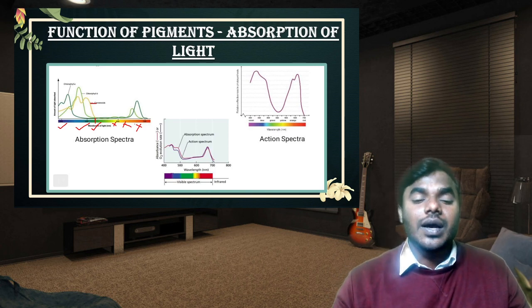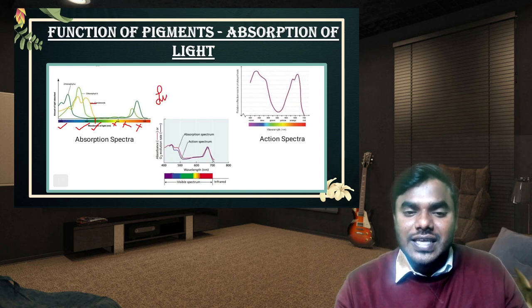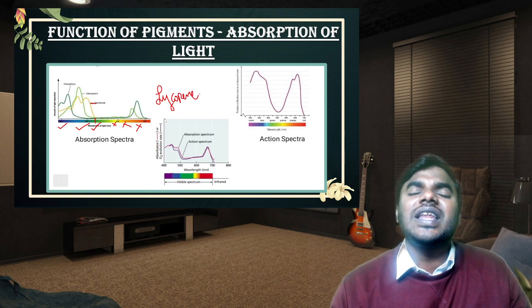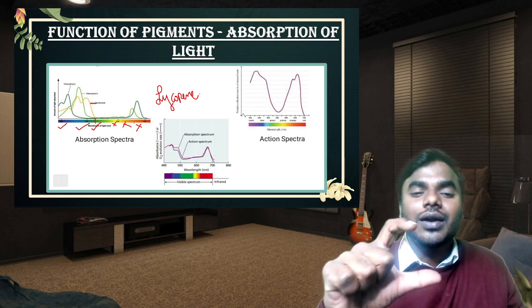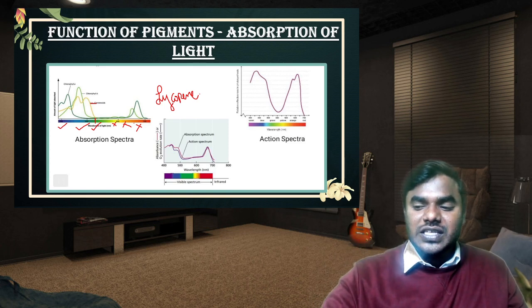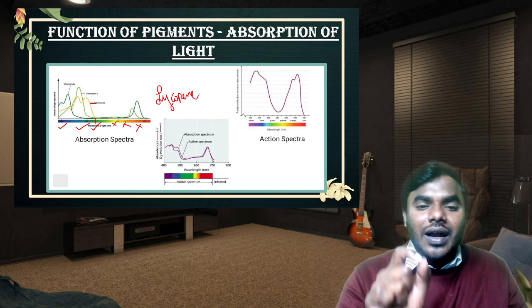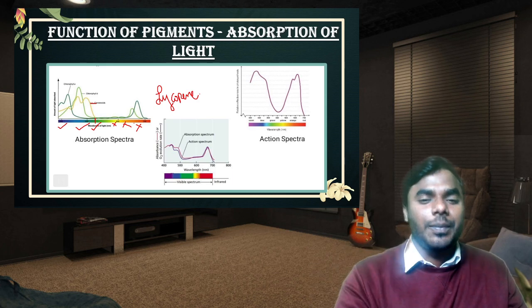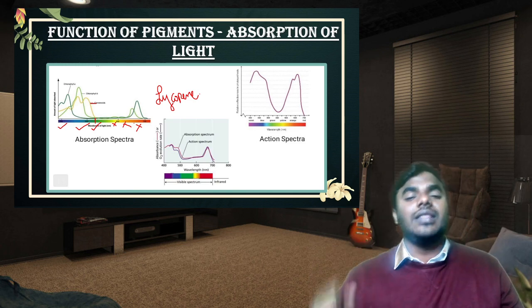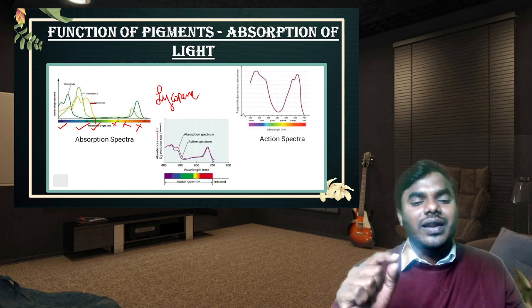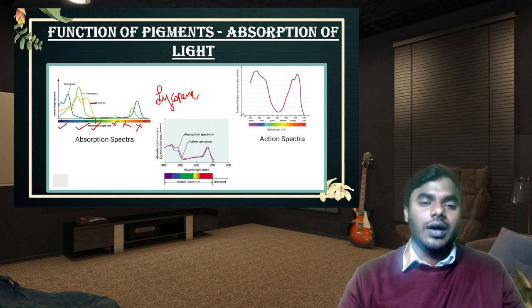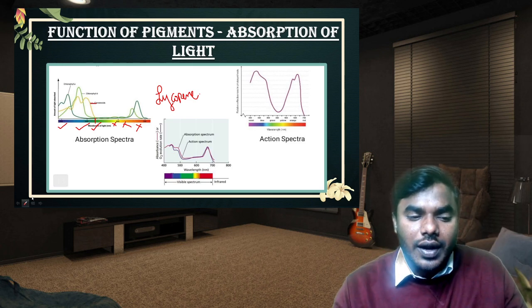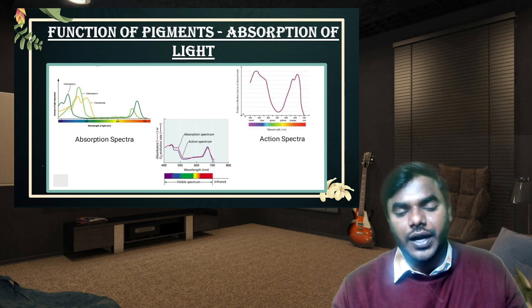Take the example of tomato. Tomato also contains a carotenoid. I have told you, what is the name of that? Lycopene. Lycopene reflects what color? Red color. That's why tomato appears to be red in color. So, my friends, what's the summary? Whatever color is absorbed by the pigment, it never appears in that color. Whatever color is reflected by the pigment, it always appears in that particular color. That is what we call absorption spectra.